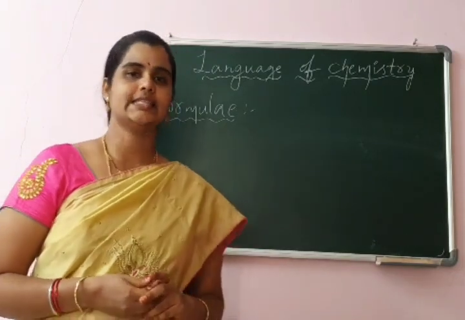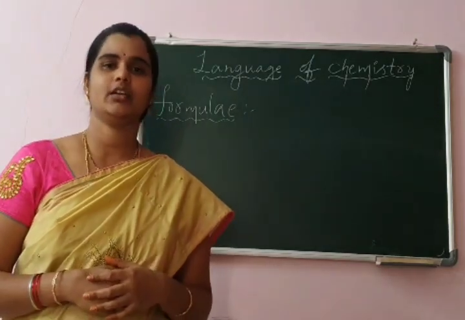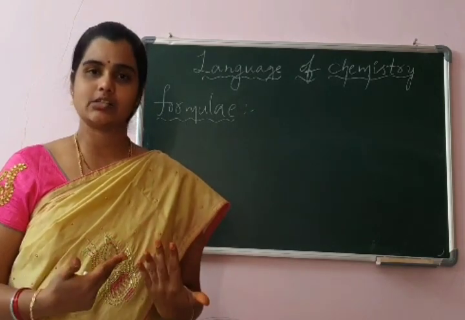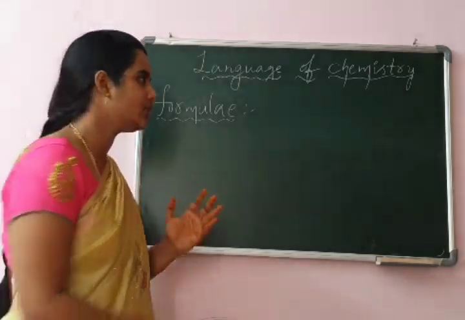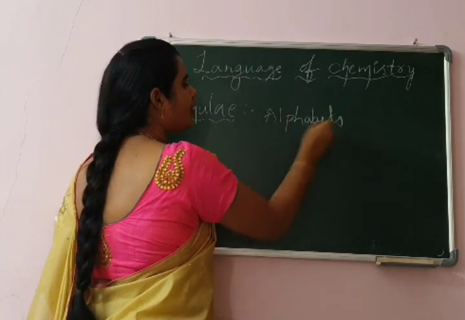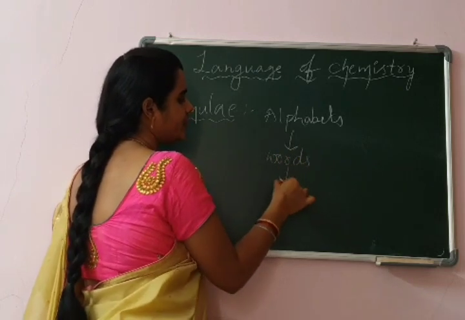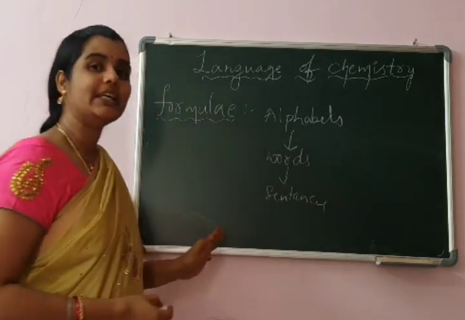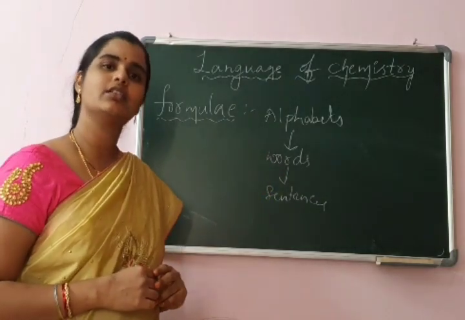Hello children, in this session let us discuss formulae, or chemical formulae. You know that any language is made up of three things. So what are those? Alphabets. Then these alphabets combine to form words, and these words combine to form sentences. Similarly, in our language of chemistry, we have all these three steps.